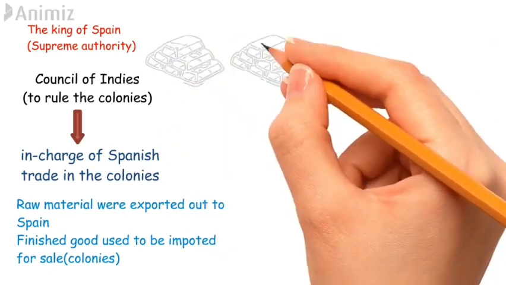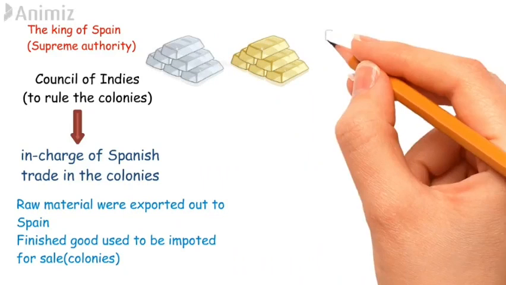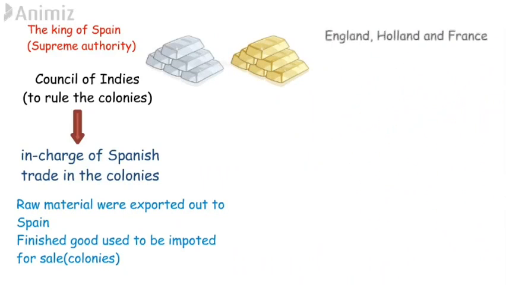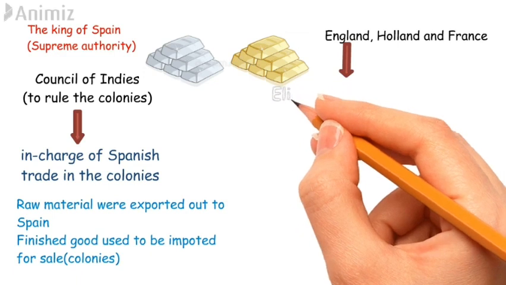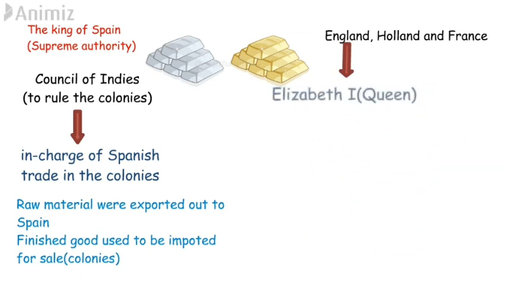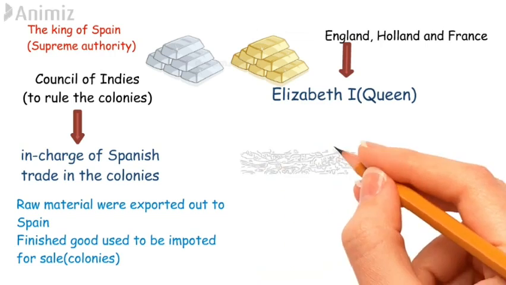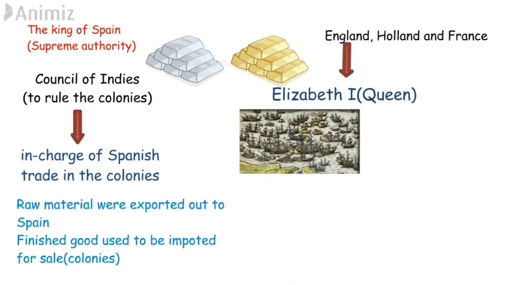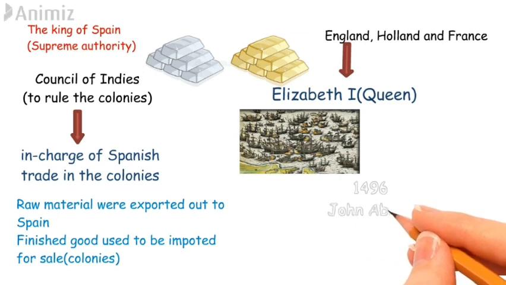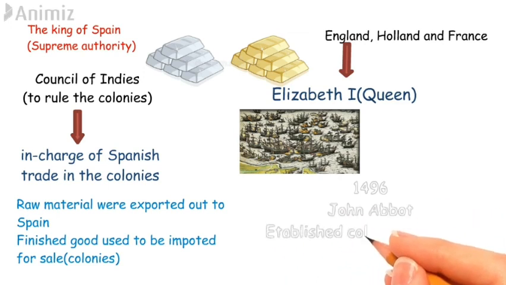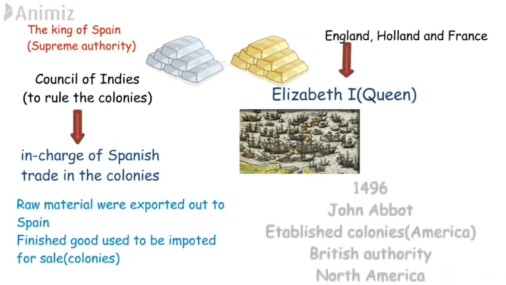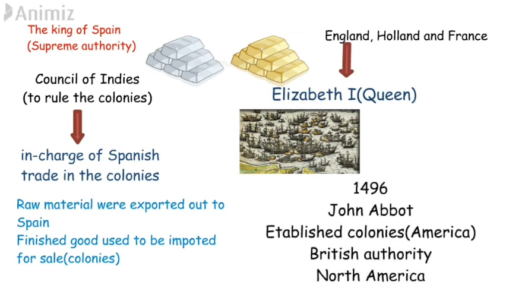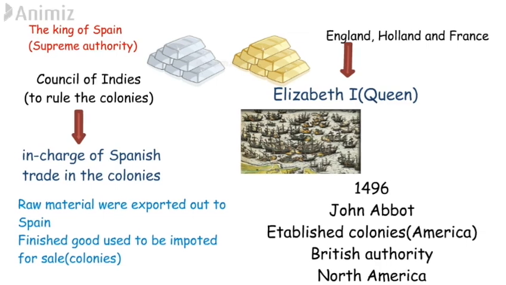Witnessing Spain's prosperity, England, Holland, and France also began to establish their colonies in America. During the reign of Elizabeth I, the Queen of England, explorers were encouraged to undertake sea expeditions. Establishing colonies was the prime intention. In the year 1496, John Cabot was granted permission to establish colonies on the American land. He established the British as the ruling authority in North America.